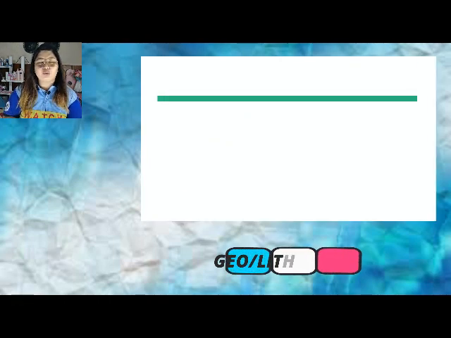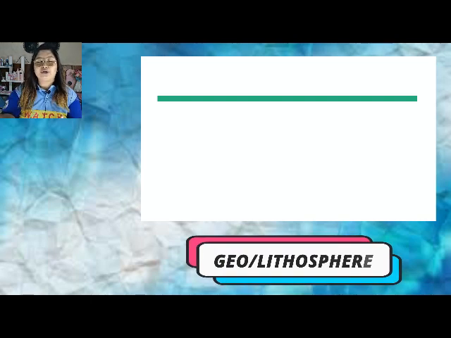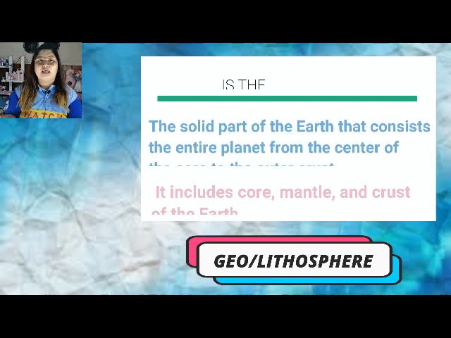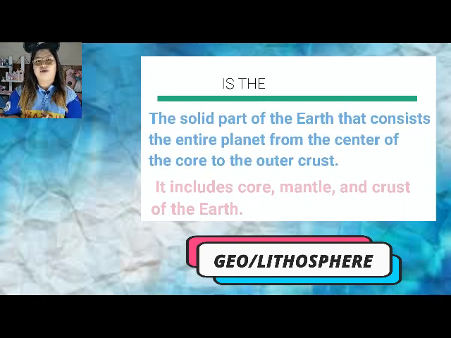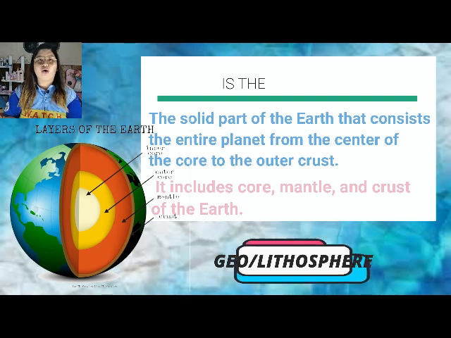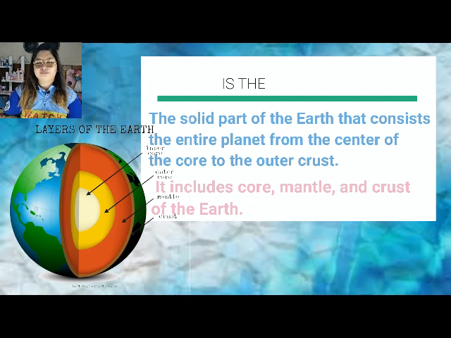We have the geosphere, also known as the lithosphere. So this is the solid part of our Earth. So kung mababalikan niyo yung activity ninyo kanina, the solid portion of our Earth or the land part of our Earth, that would be our crust. At pababa tayo ng pababa would be the mantle, the outer core, and then the inner core. All of those encompass our lithosphere. Ayan. So, number 4, we also have our hydrosphere.